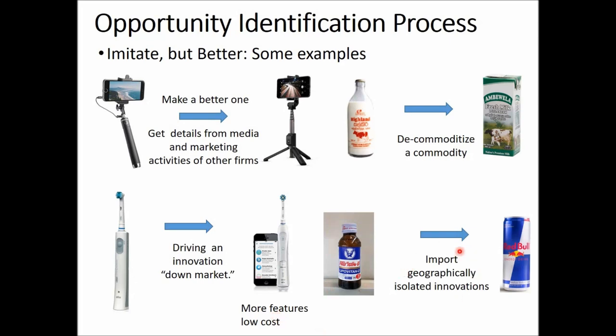And another way is importing from geographically isolated innovations. That is, one example is the energy drink Red Bull, which was originally introduced by Japanese to Thai truck drivers as an energy drink. And then that was observed by an Austrian company, Red Bull, and they came up with a drink which is marketed all throughout the world as an energy drink. So they observed this and came up with a better solution which penetrated into a global market.